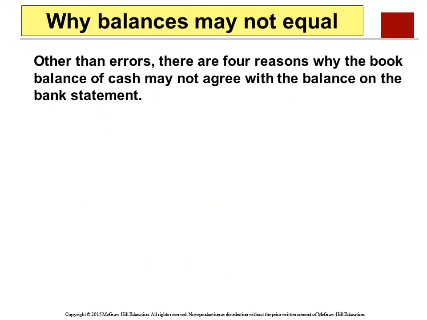So, other than errors, there are 4 reasons why the book balance of the cash might not agree with the balance of the bank statement. And this is what we talked about, the delays and stuff. So, outstanding checks. We wrote a check that has not been cashed. Our book says cash is down. Our bank doesn't say that cash is down because it's still in the bank. And no, they don't know that we wrote a check because nobody else has come to cash it.